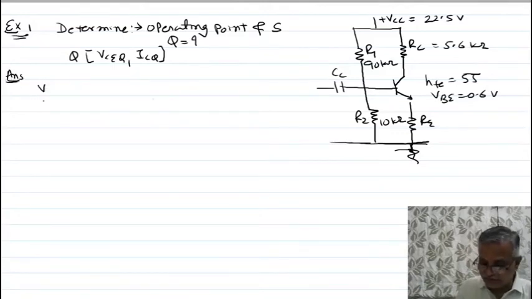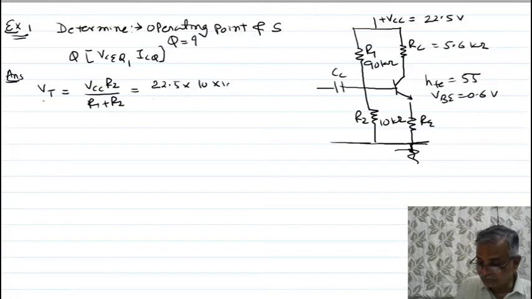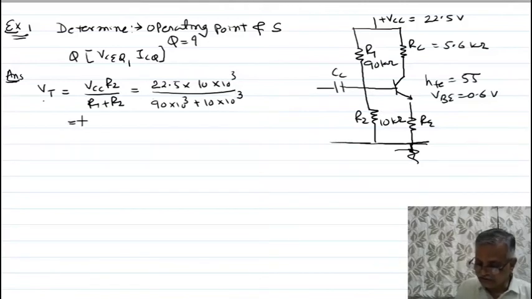Let us first find the Thevenin's voltage, VT equals VCC into R2 upon R1 plus R2. So it is 22.5 into 10 kilo ohm upon 90 kilo ohm plus 10 kilo ohm. So you can write 2.25 volt. It's a very easy calculation.